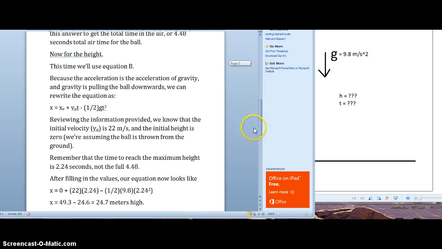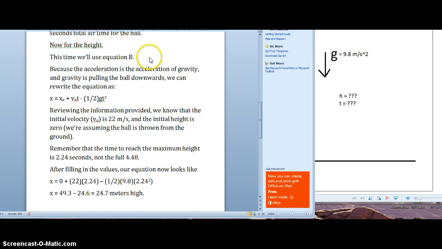For that, we're going to use the second equation. Because the acceleration is due to gravity again, and it's pulling the ball downwards, I can plug in a g, and since it's negative, I can put a negative sign there instead of a plus sign. So I have x equals x naught plus v naught t minus 1/2 gt squared. Now we already know the initial velocity is 22 meters per second, and we're assuming the initial height is 0. In reality, you wouldn't be throwing the ball directly from the ground, but they don't tell us explicitly what it is, so we're going to plug in 0 to make our lives a little easier.